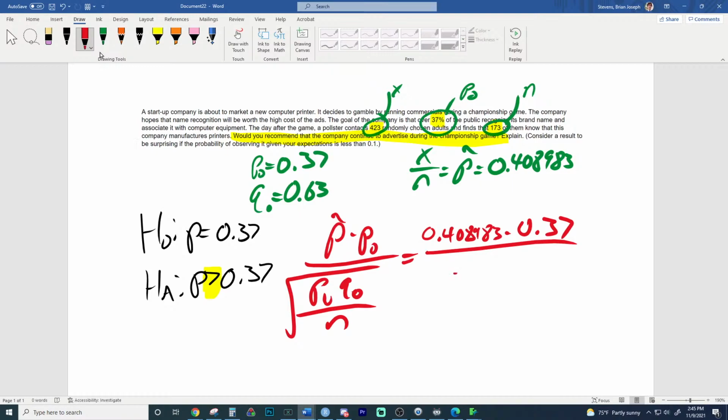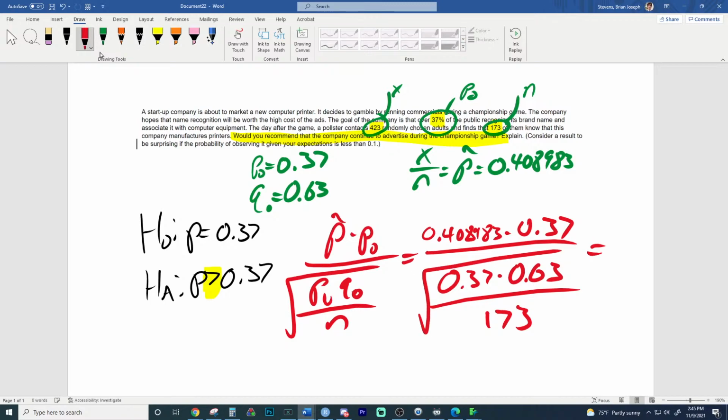The top is just a difference. How far are these numbers apart? And then the bottom standardizes it to say, is this difference we see up top really that large? Because all you're doing right here is finding a z-score, which is how many standard deviations things are away.